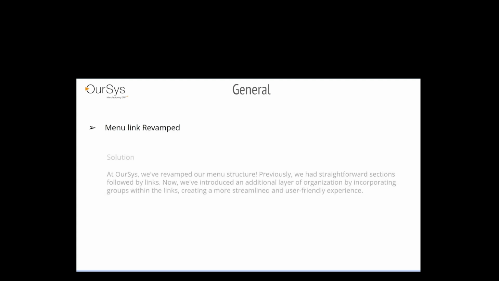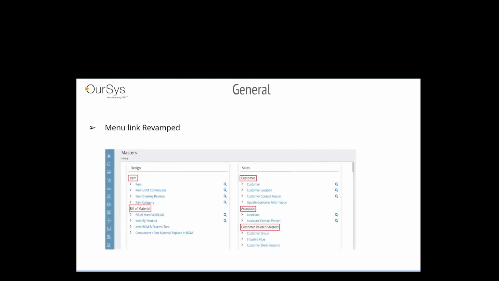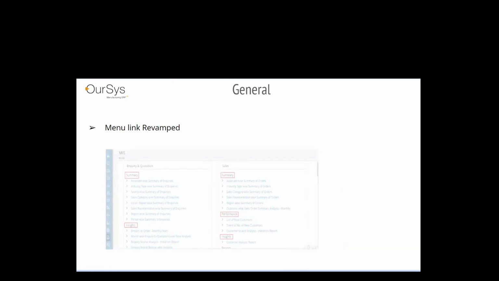Menu link revamped. In this version, we have restructured our menu links, just like in master. We have sorted them to make it easy for the user to get the report. As you can see under the master, we have segregated the item, bill of material, customer, associate, and customer related master separately. One main change we have done is that the item process layout has been brought under production. The rest of the links are at their places. So this is under the master.